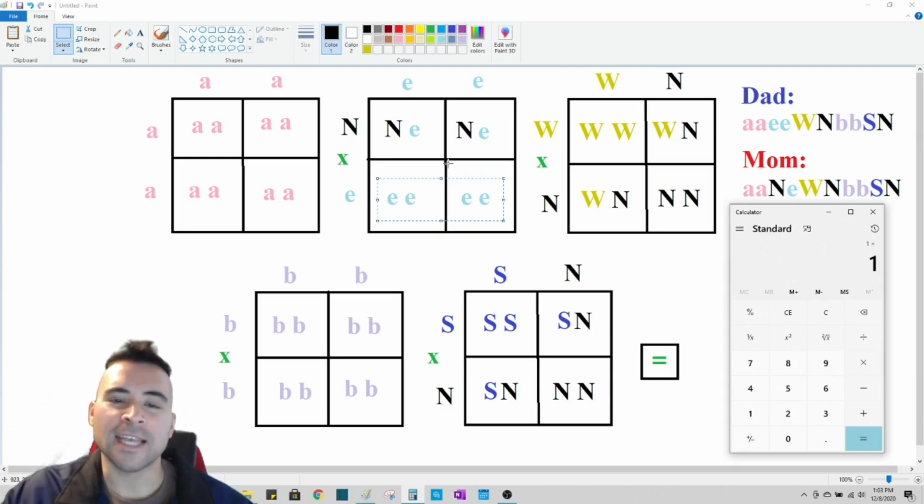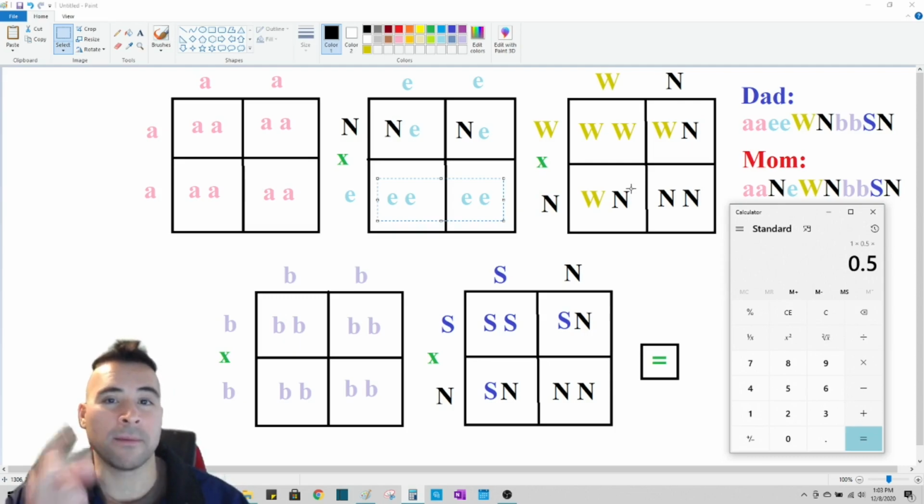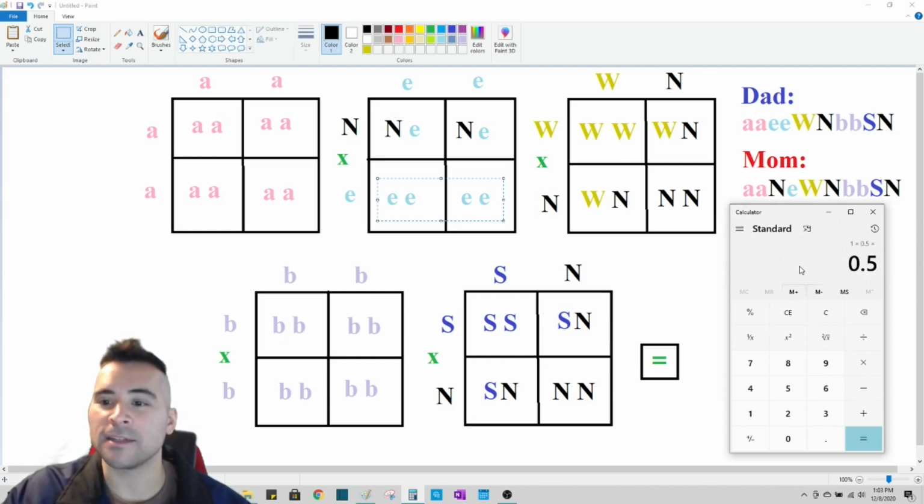Now, what percentage of the babies are going to be eclipse? 2 out of 4, 50%, which is represented by 0.5. What percentage of the babies are going to be super white and yellow? Remember, carrying 2 copies of the white and yellow gene. That's going to be 1 out of 4, which is 25%, or in decimal form, 0.25. What percentage of the babies are going to be blizzard? 100%. So that's represented by the number 1 again.